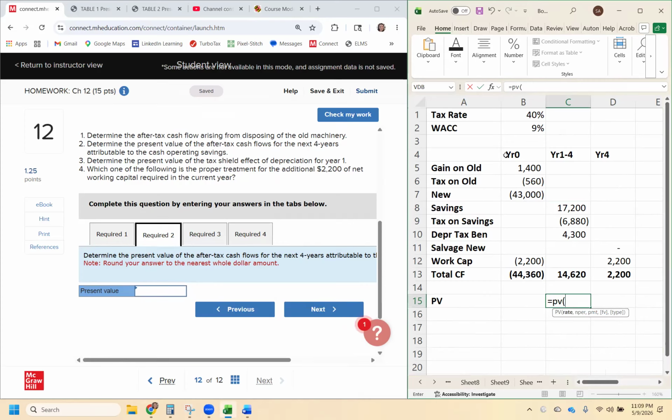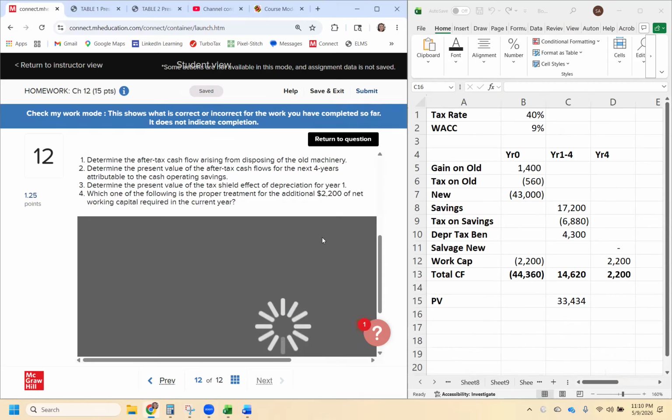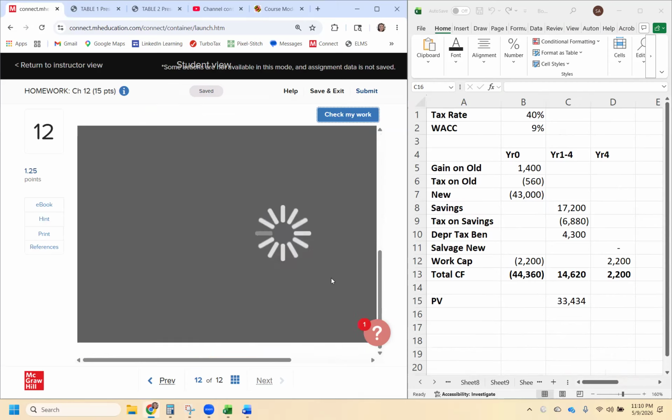All right, so let's do present value of just those two. So the present value, the rate we're going to use is the weighted average cost of capital. Number of periods is 4 years. We're going to get those amounts every year for 4 years. And the payment is going to be that plus that. That's how much we're going to get every year for 4 years. And I always forget to make it negative. 33,434. That's the present value of just those two. All right, excellent.